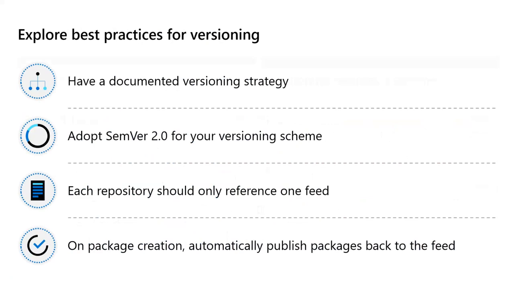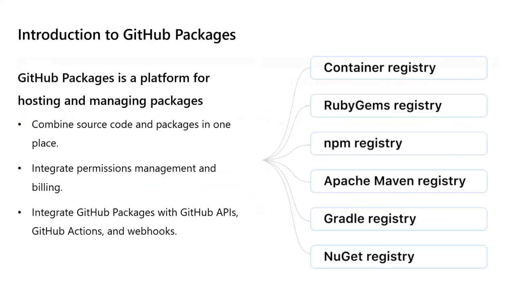Well, this is from Azure DevOps. We can also integrate GitHub Packages. GitHub Packages is a platform for hosting and managing packages. You can combine source code and packages in one place. You can integrate permissions, management, and billing. And you can integrate GitHub Packages with GitHub APIs, GitHub Actions, and webhooks. For this, we have the container registries, RubyGems registries, NPM registry, Apache Maven registry, Gradle registry, and NuGet registry.